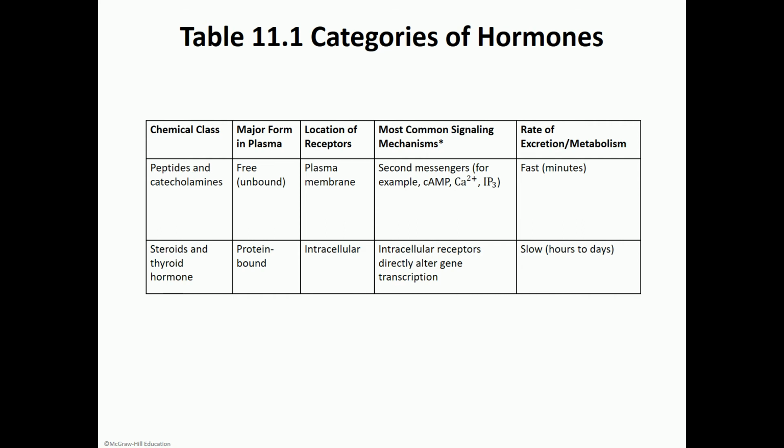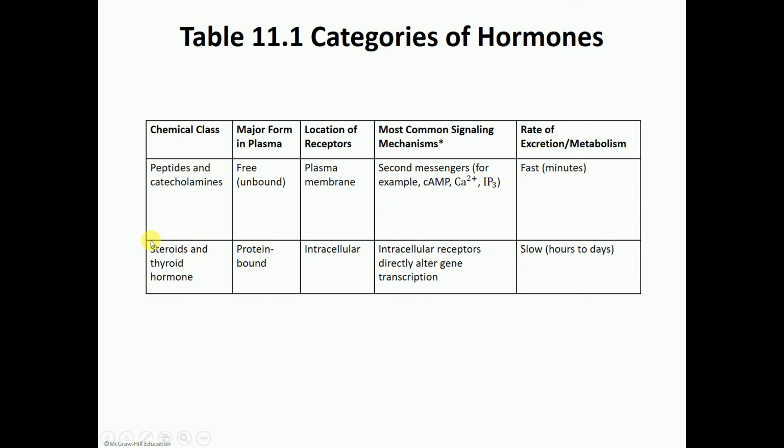Now these are the categories of hormones. So we've got peptides and catecholamines. Again, those are your norepinephrine and epinephrine. They are going to be transported freely in plasma because, again, they are water soluble. Since they're water soluble, the receptors are going to be found on the plasma membrane, and their signaling will be through second messengers. Their rate of excretion and metabolism is fast. Okay, so is their action. They produce their effects fast, and their effects do not last for a very long time.